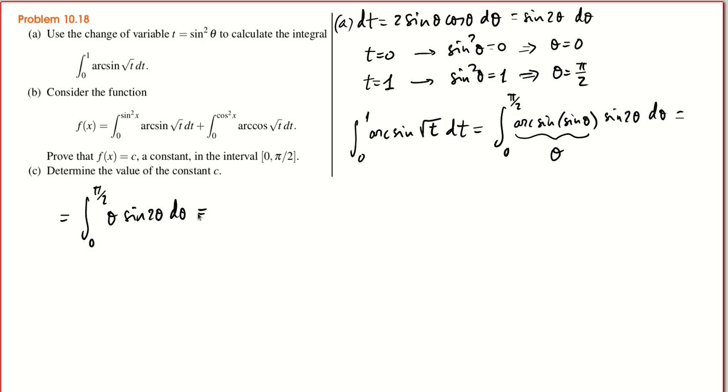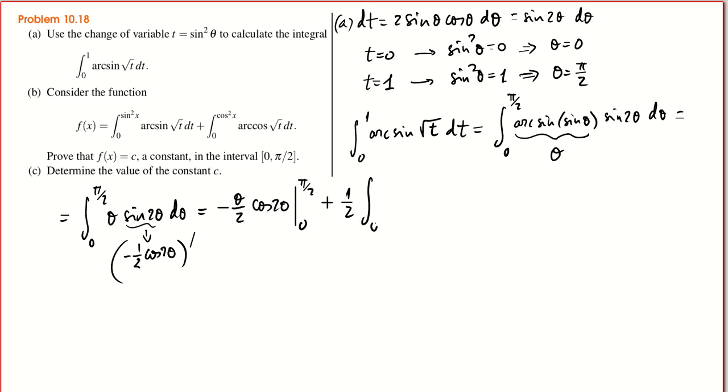Okay, we can integrate this by parts. We consider this the derivative of a function, and that function is negative 1/2 cosine 2 theta. The derivative of this is equal to the sine. And that means that this is minus theta over 2 cosine 2 theta between 0 and pi half, minus, with this minus you have a plus, then 1/2 the integral from 0 to pi half, and then the derivative of theta, which is 1, times the cosine of 2 theta d theta. So this is integration by parts.